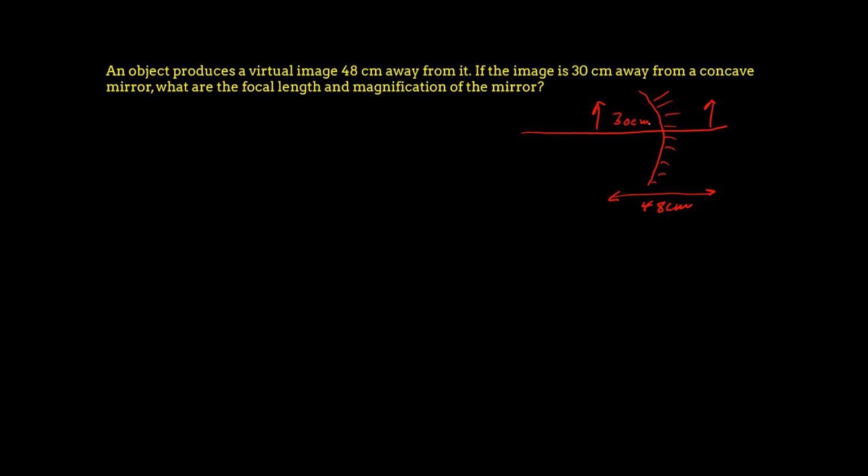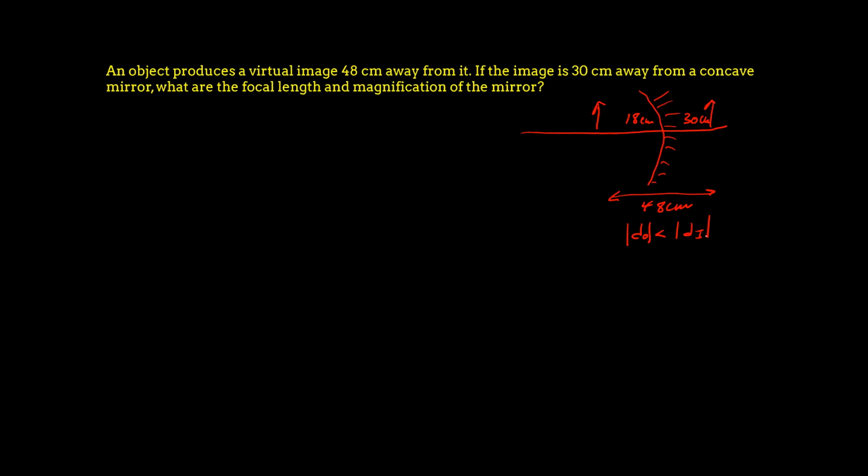If the image is 30 centimeters away, then the object has to be 18 centimeters away. And it makes sense because this is less than that, right? 18, dO, is less than the absolute value of dI. Again, we talked about that in one of these videos. You have to be cognizant that the virtual image is farther away from the mirror than the object.